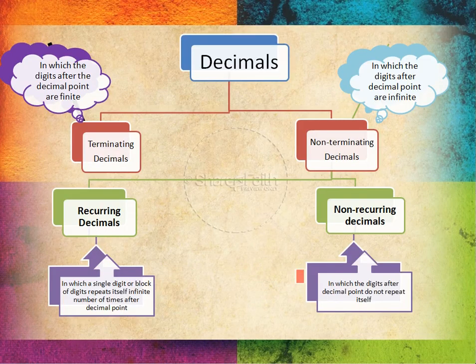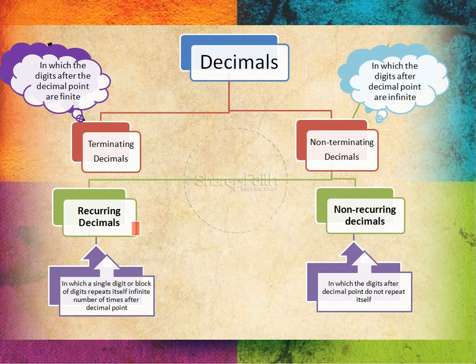Let us revise. We have two main types of decimals, non-terminating decimals and terminating decimals. Terminating decimals are decimals in which the digits after the decimal point are finite, and non-terminating decimals are decimals in which the digits after the decimal point are infinite. The non-terminating decimals are further divided into two categories, recurring decimals and non-recurring decimals.